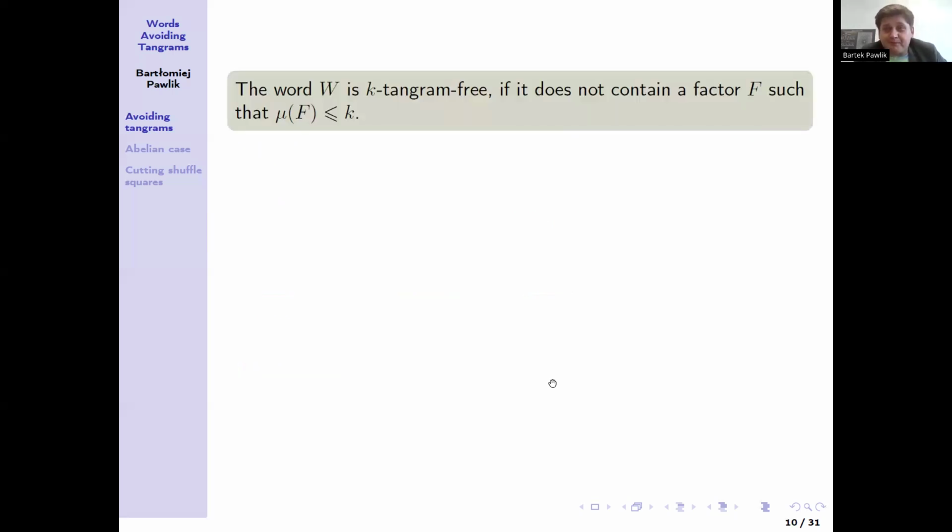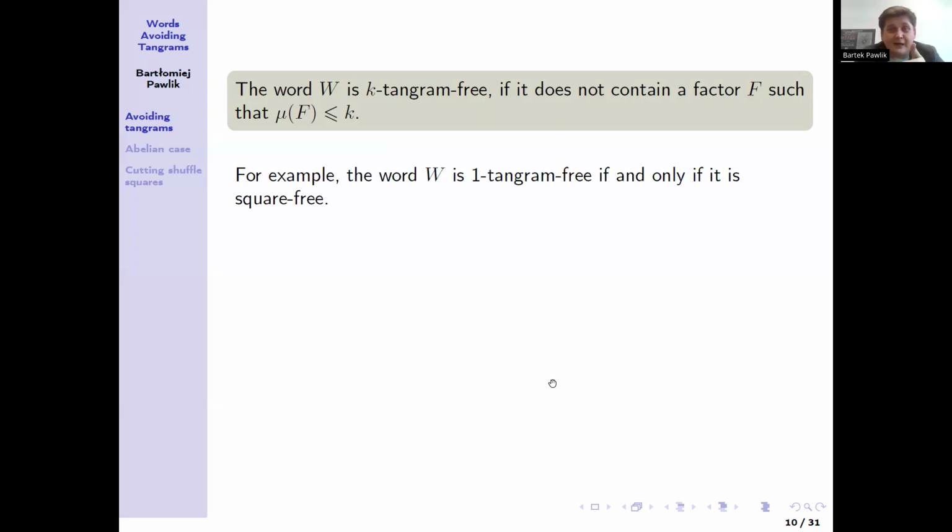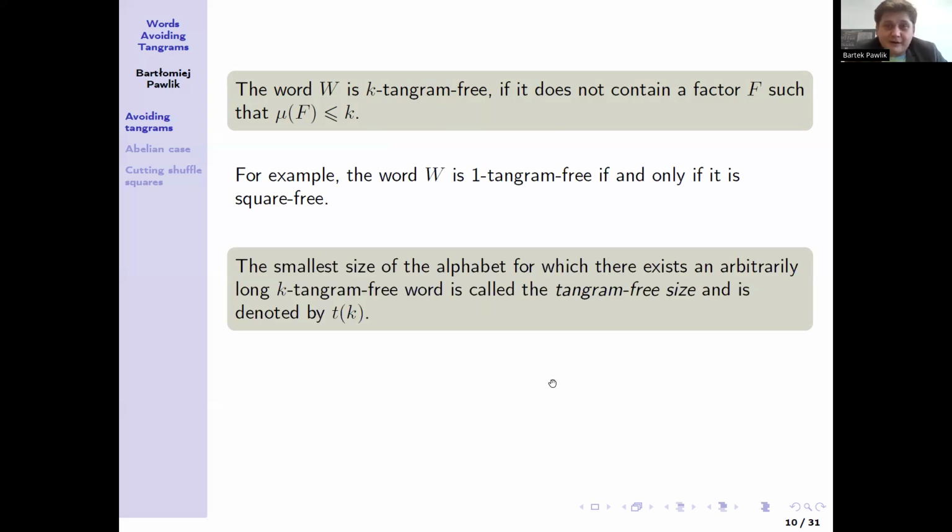So what about the avoidance? Again, we say that a word is k-tangram free if it does not contain factors such that the cutting number is less than or equal to k. So we can say that a word is 1-tangram free if and only if it is square free, yes? And what is the smallest size of the alphabet for which there exists an arbitrarily long k-tangram free word? It is called the tangram free size, and it is denoted by t_k.